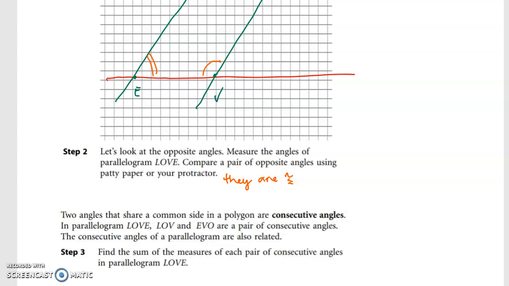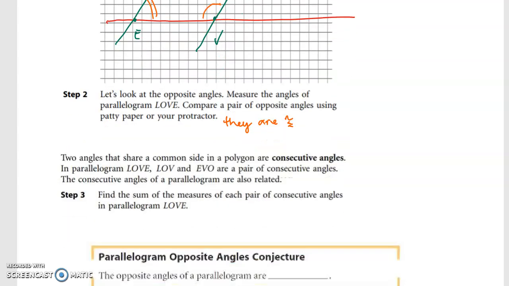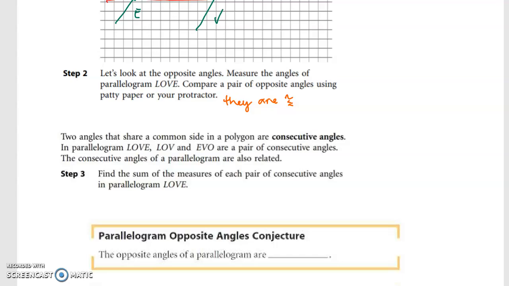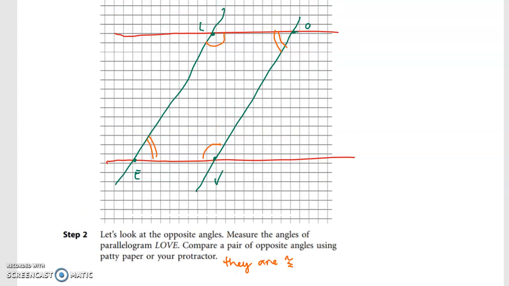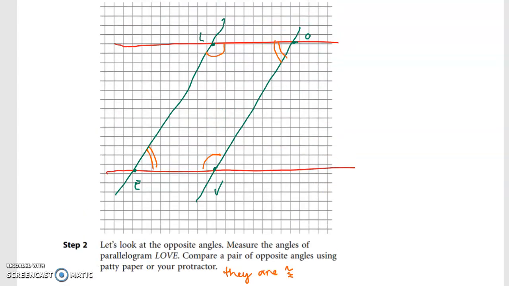The other thing we want to do is fill in that conjecture. So the parallelogram opposite angles conjecture says the opposite angles of a parallelogram are congruent. And now we want to look at the consecutive angles, and we did look at consecutive angles in a trapezoid. Remember, we looked at the consecutive base angles. So now we're going to look at consecutive angles.